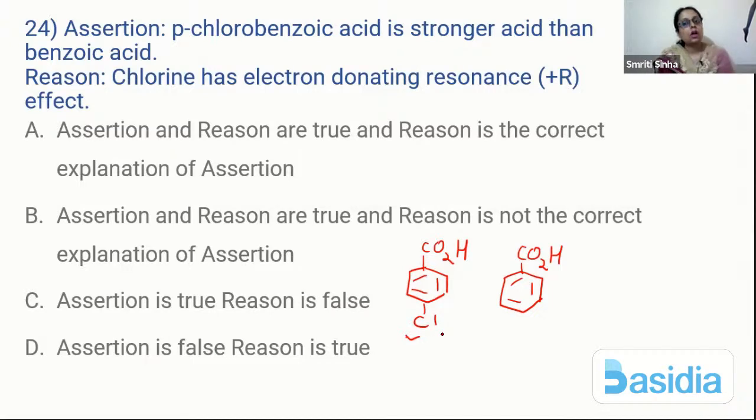Actually, the correct explanation is chlorine has minus I effect, which stabilizes the conjugate base. So your assertion is correct. But the reason is also correct, that chlorine shows plus R effect, but the reason is not the correct explanation for the assertion, because the reason is actually minus I effect, not plus R effect. Because if it shows plus R effect, it will destabilize its conjugate base and weaken the acid. But due to minus I effect, it stabilizes the conjugate base and makes the acid more acidic. Therefore, here assertion and reason both are true, but reason is not the correct explanation, and therefore option B is correct.